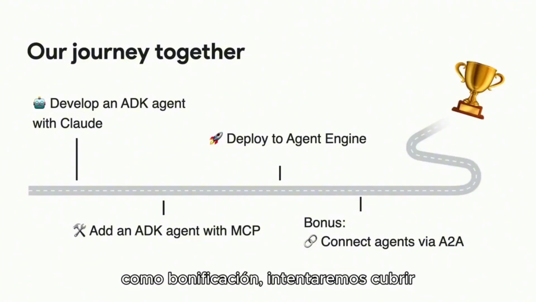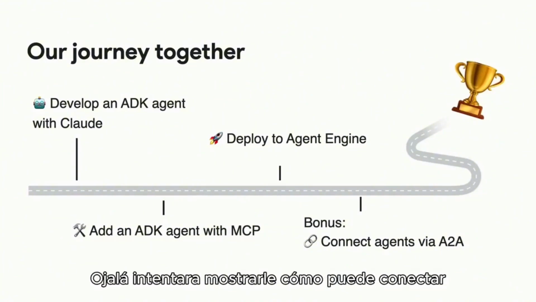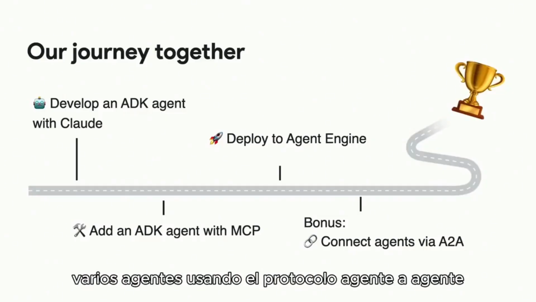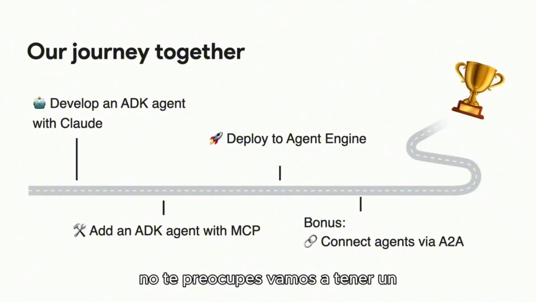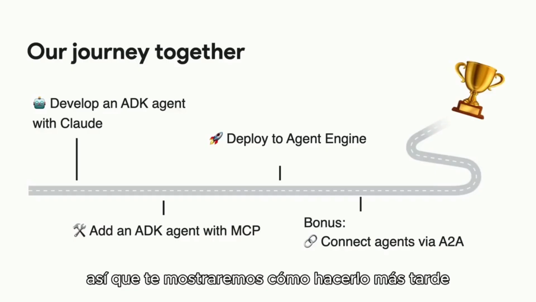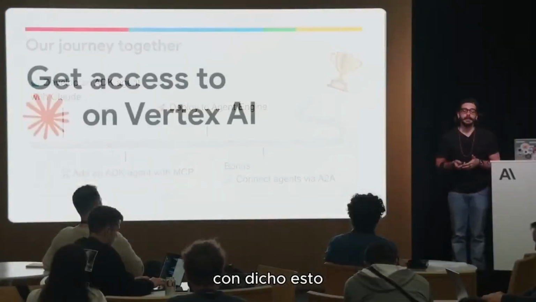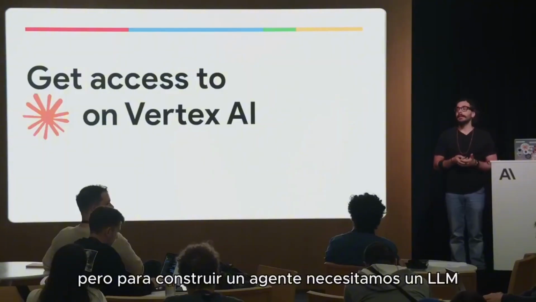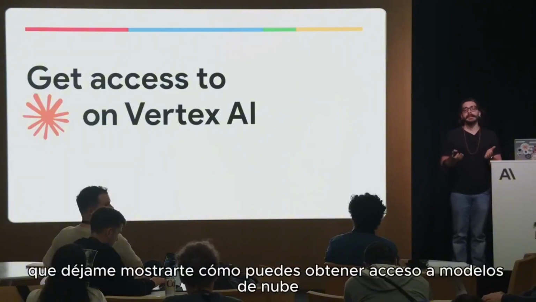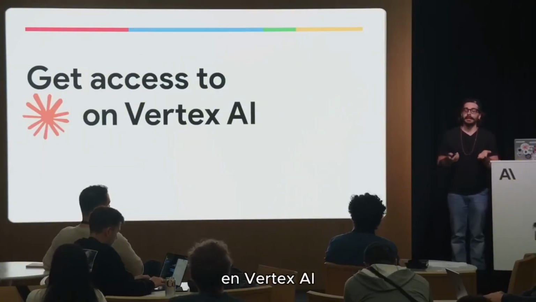As a bonus, I will also try to show you how you can connect multiple agents using the agent-to-agent protocol. But in case we are not able to do that, don't worry, we are going to have a live webinar at the end of the month. So we will show you how to do that later. With that being said, we want to build an agent, but to build an agent, we need an LLM. So let me show you how you can get access to Claude models on Vertex AI.